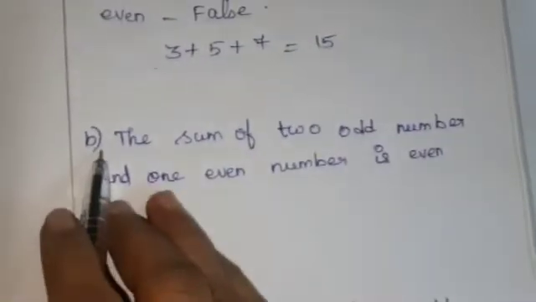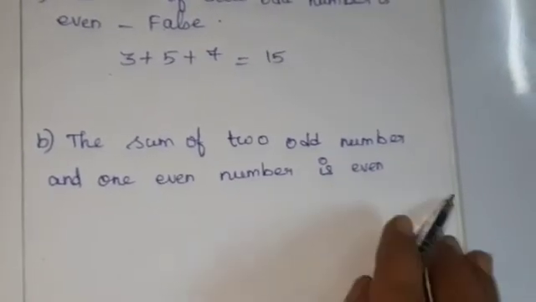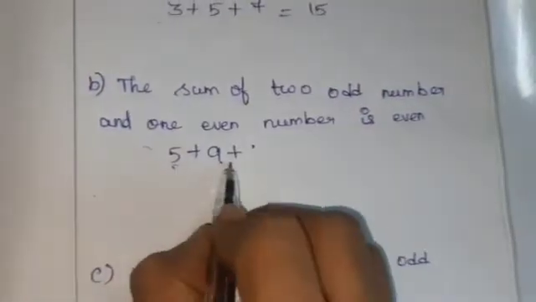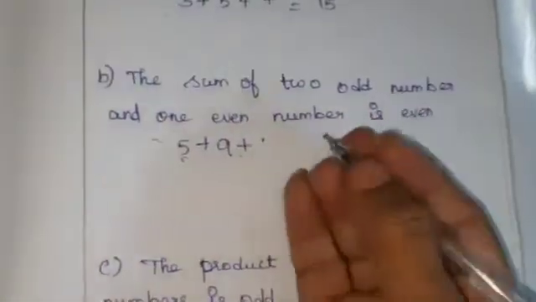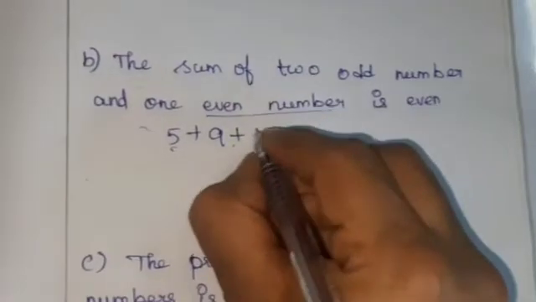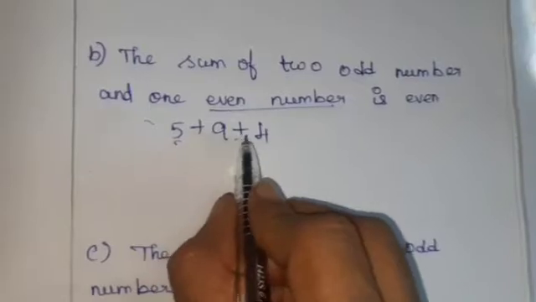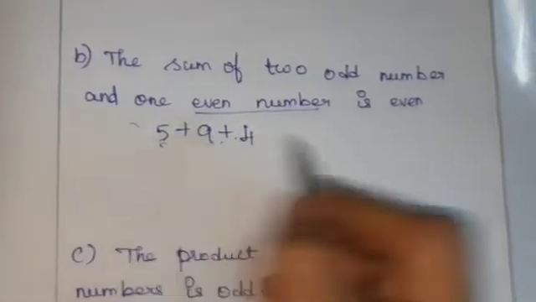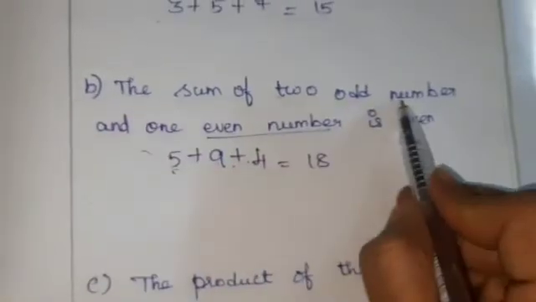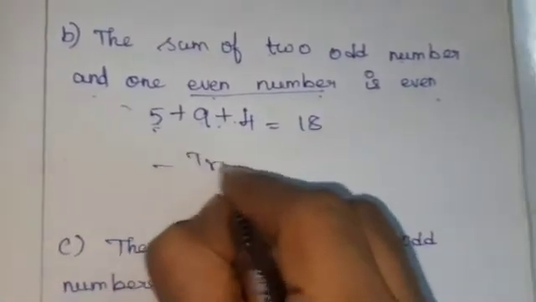Second statement, the sum of two odd numbers and one even number is even. Let's check with an example. 5 and 9 are the odd numbers. Along with that, we are going to add one more even number. So we'll take an even number as 4. 5 plus 4 is 9. 9 plus 9 is 18. So the statement that the sum of two odd numbers and one even number is even is true.